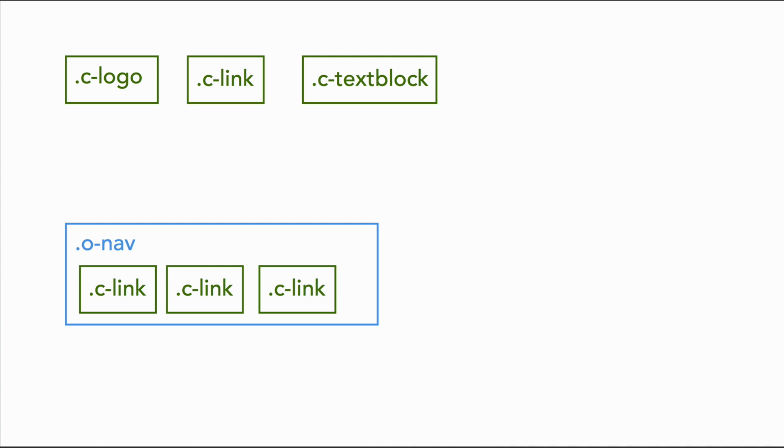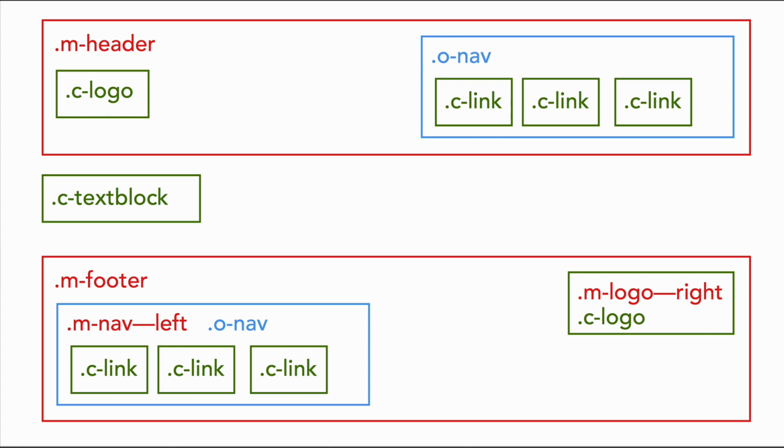So here are three components and one object in their basic form. We have a logo component, a link, and a text block. And the object contains three links. Here is sort of a real world example with a header, a footer, and a middle bit for the text block. So let's look at the header.